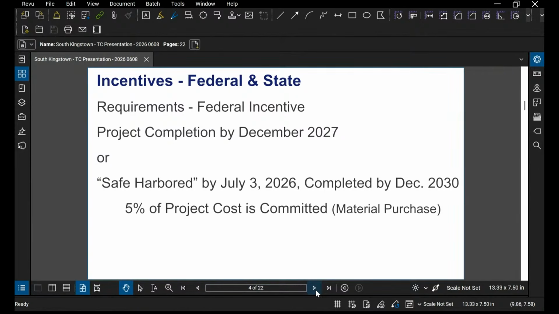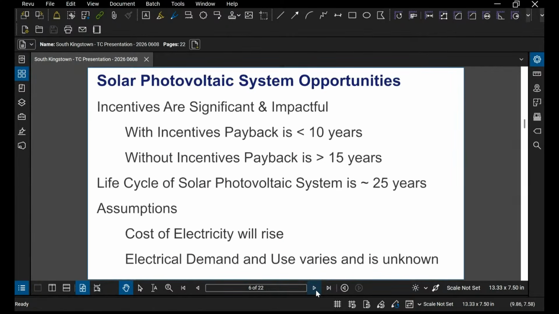So what are the requirements for the federal incentive? Well, the project must either be complete and operational by December of 2027 or safe harbored by July 3rd, 2026, with a completion by December of 2030. Safe harbored means that you are committing 5% of the project cost in material purchase. That would lock you in to the reimbursement. And you'll see how this plays out throughout the schedule.